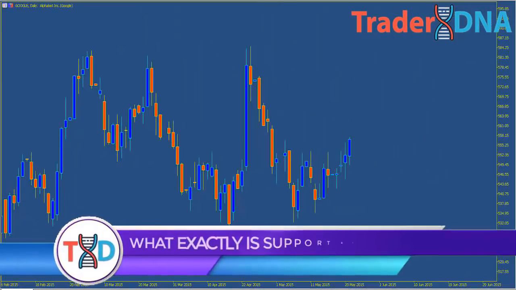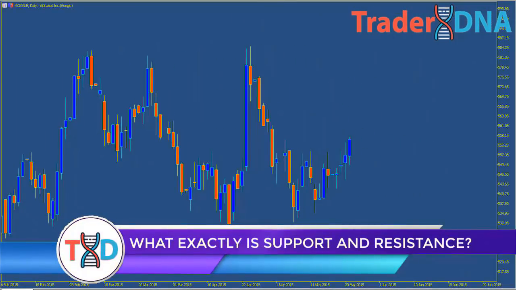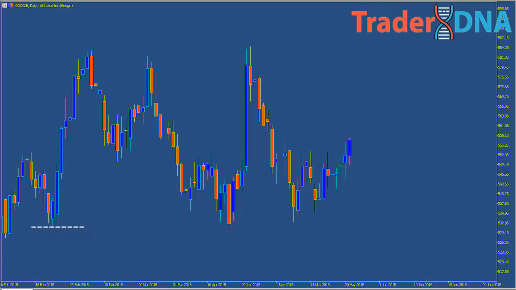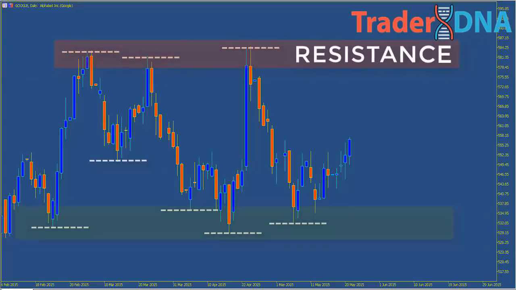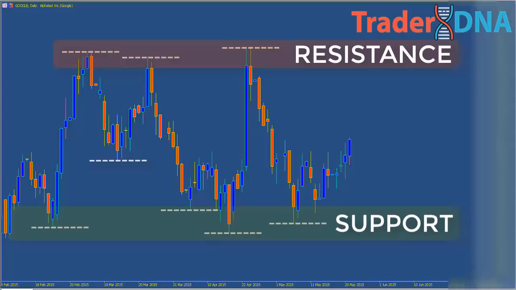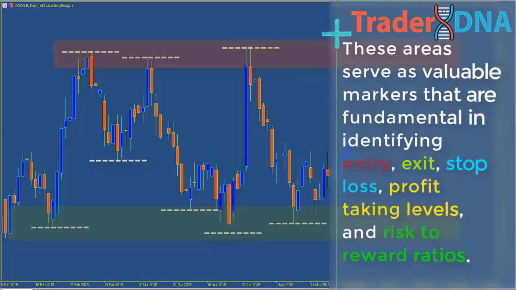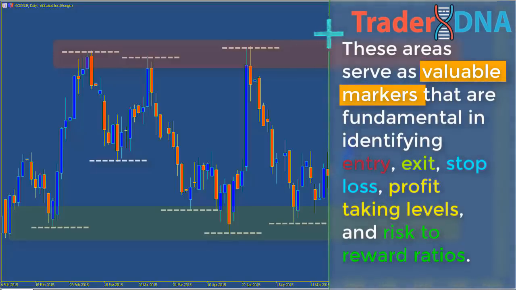So, what exactly is support and resistance? Support and resistance levels, or support and resistance zones as they're often called in price action books, are basically areas in the market where the price has a high probability of reversing and moving in the opposite direction. They are drawn on the chart using horizontal rectangles and are found by looking for the times when multiple reversals occurred from similar points to one another. These areas serve as valuable markers that are fundamental in identifying entry, exit, stop loss, profit taking levels, and risk to reward ratios.